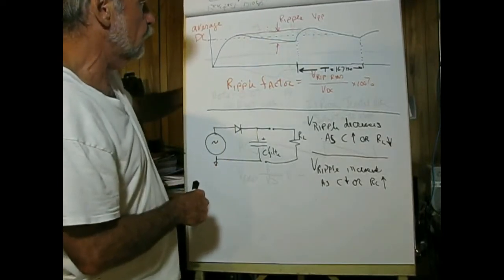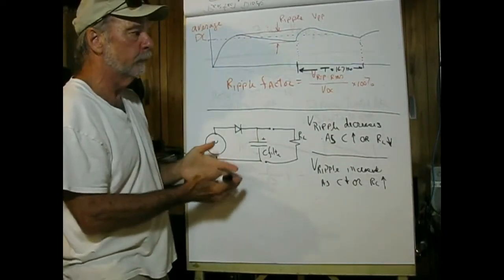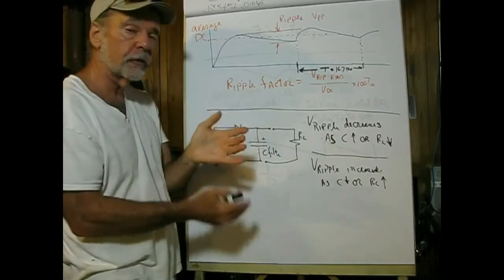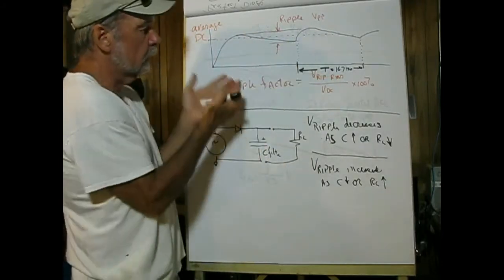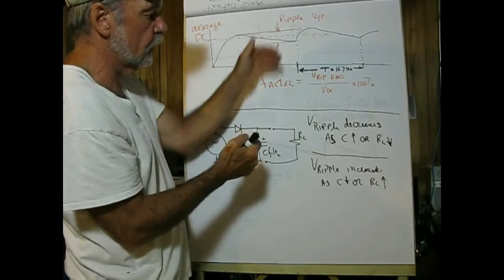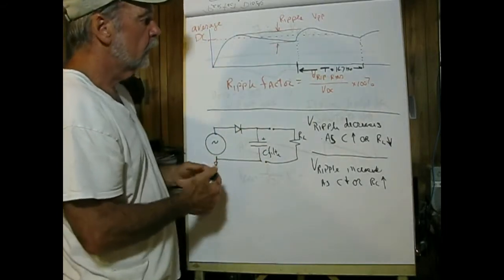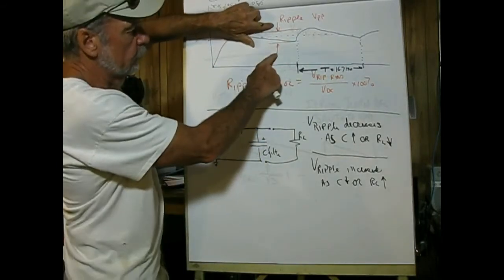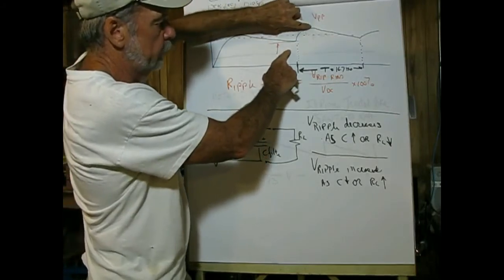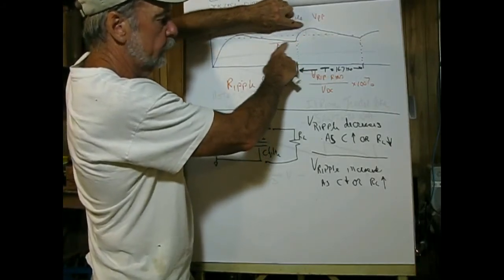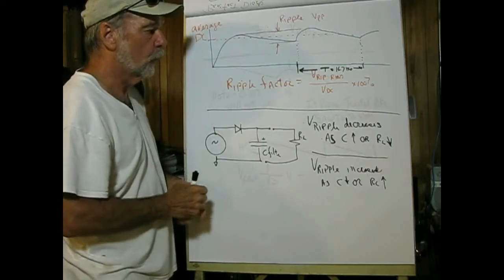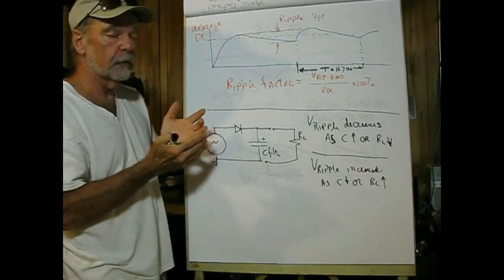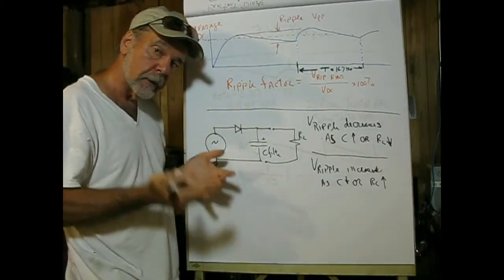So let's talk about this ripple. Ripple is basically a variation from ideal caused by the capacitor discharging during part of the cycle. The ripple voltage peak to peak is simply the difference between the peak voltage and the valley voltage here. And what we want that to be basically is zero. So the smaller it is, the better it is.